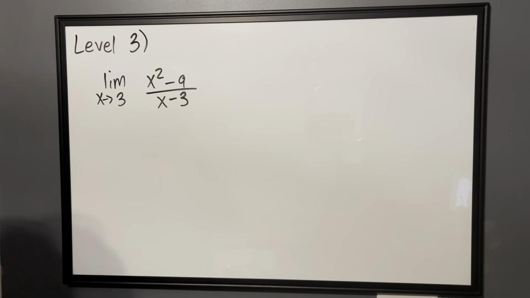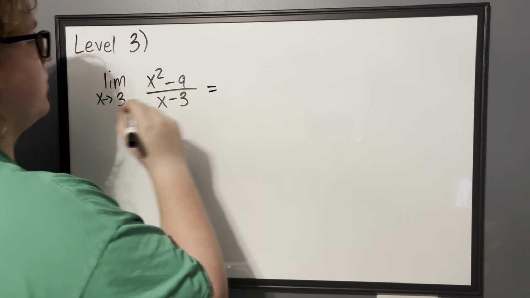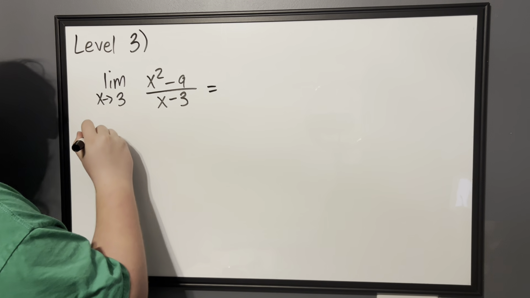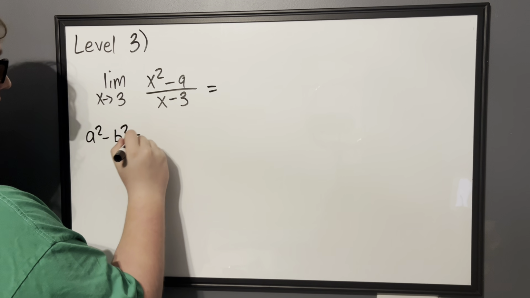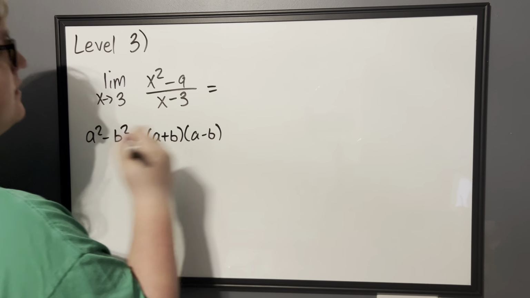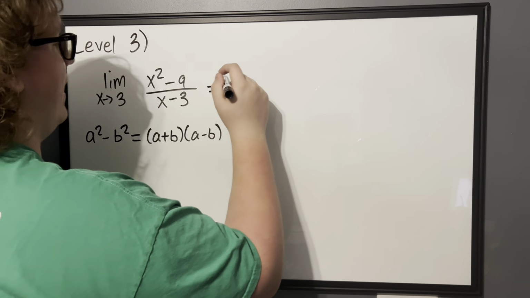The way we're going to do this is, like I hinted at just now, we need to factor this. So if we look at the numerator, we have x squared minus 9. Now this is actually a difference of squares. So when we factor this, remember that the rule for difference of squares is a squared minus b squared can factor to a plus b times a minus b. So when we do that for the numerator, we're going to end up factoring that.